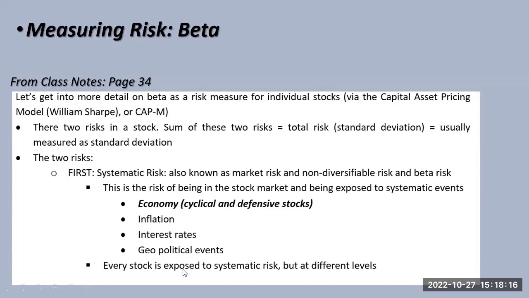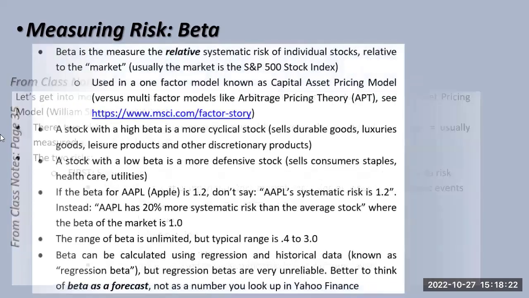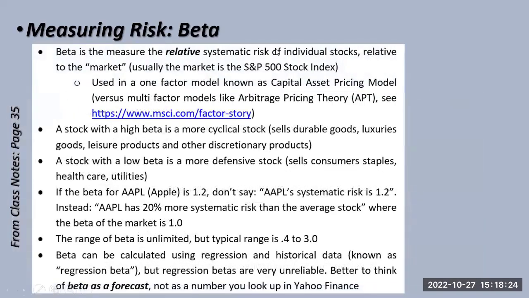So every stock has systematic risk, but at different levels. And that's what beta is going to tell us. Beta is not a measure of systematic risk. Beta is a measure of relative systematic risk. Relative is very, very important. I used to, on the final, have a define beta question. I've taken that out, but I would have counted off if you didn't say the word relative. Beta is not a measure of systematic risk.